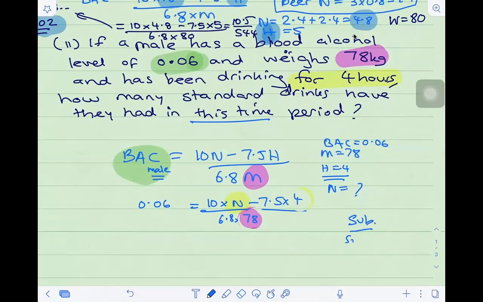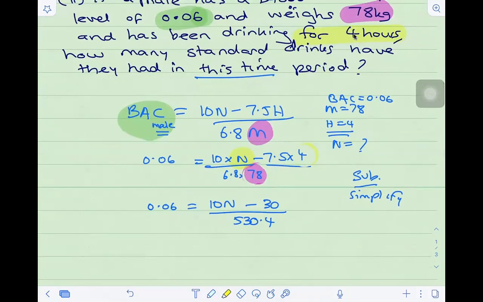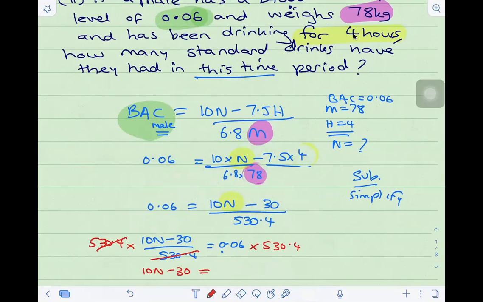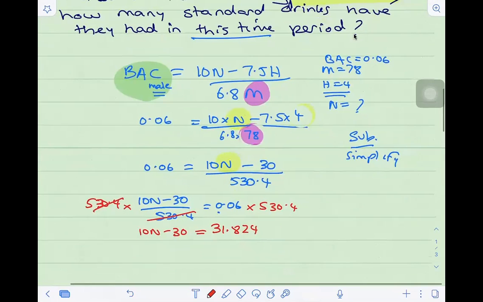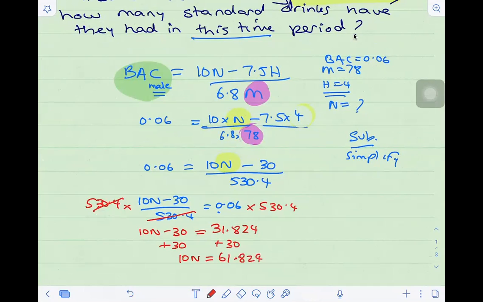So you substitute, then I like to simplify where you can. So work out all those times signs. That'll be 10N minus 7.5 times 4, which is 30, over 6.8 times 78, which is 530.4. Now I'm trying to get N, so swap the sides, and then we're going to solve it. 530.4 times that, times 530.4, cancel, cancel. 10N minus 30 equals 530.4 times 0.06, which is 31.824. And then plus 30 on both sides, 10N equals 61.824. I'm keeping all this in my calculator.